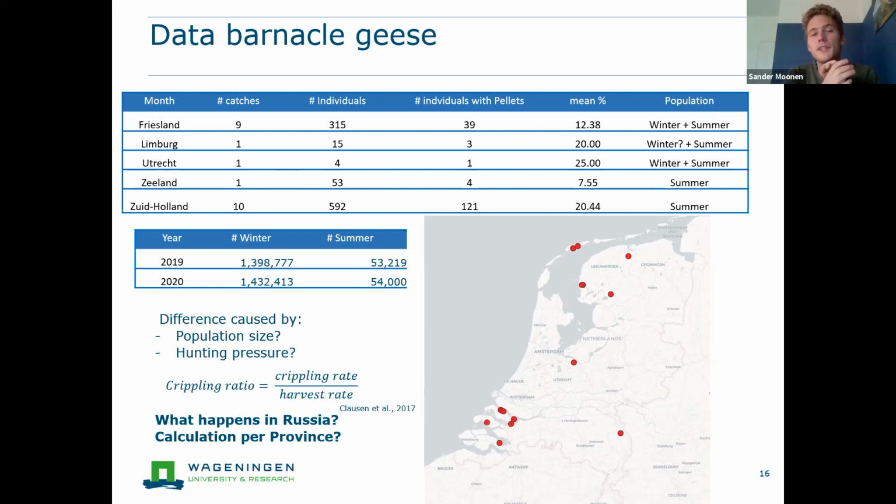And maybe it should be calculated in terms of provinces, because as you look at the two summer population catches or X-ray moments in Zeeland and Zuid-Holland, you see that in Zeeland the percentage was only 8%, about 7.5%, and in Zuid-Holland it was 20%. So it could mean that this reflects that in Zeeland there was much lower hunting than in Zuid-Holland, but we're not sure about this. So that could only be calculated if we have the numbers as correct as possible.